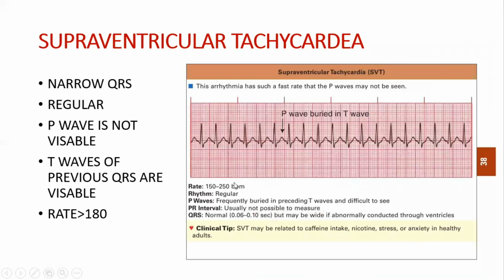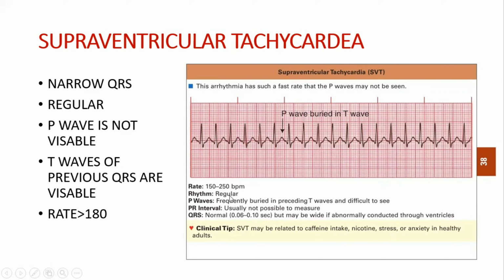Next is supraventricular tachycardia. This is narrow QRS with regular rhythm, and P wave is not visible. T waves are present. This is the T wave of the previous QRS. Rate is more than 180. Usual rate is 150 to 250.